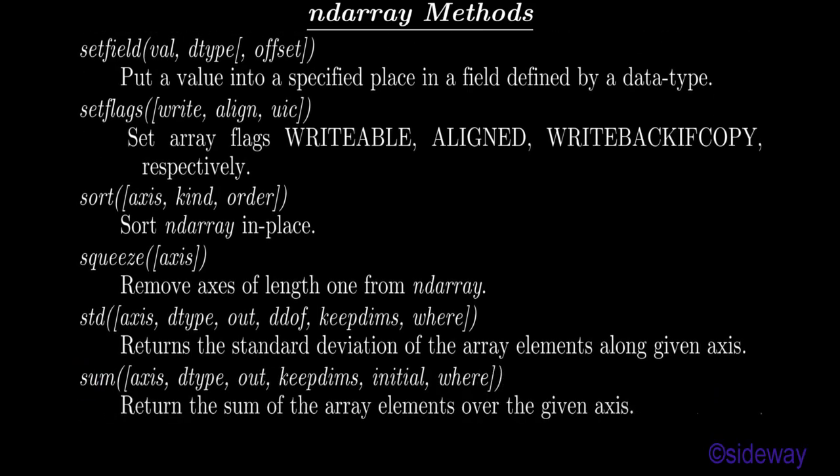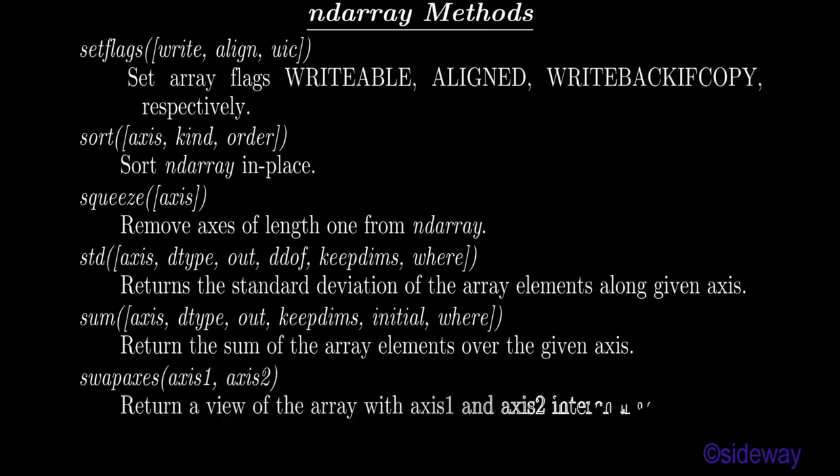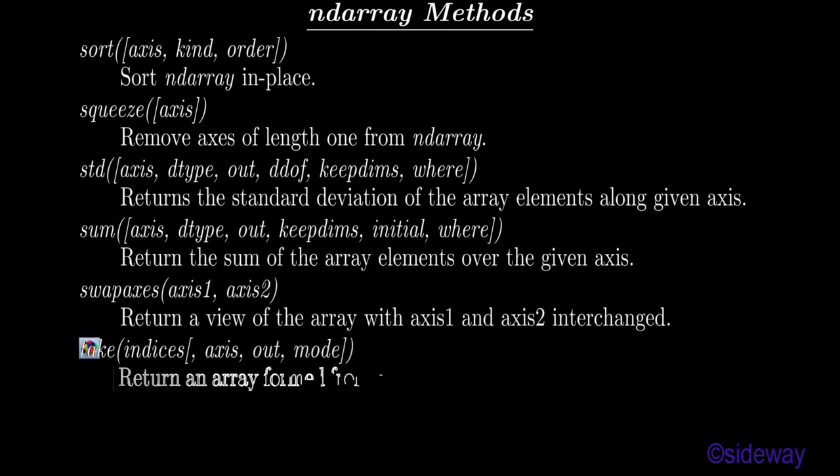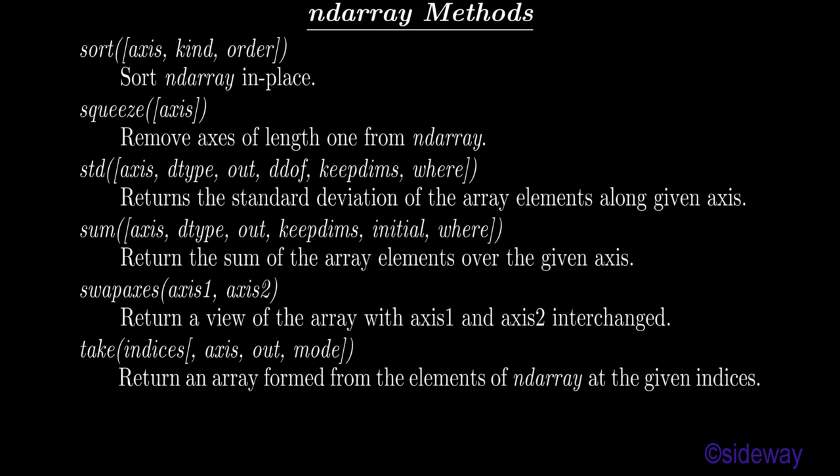sum(axis, dtype, out, keepdims, initial, where): Return the sum of the array elements over the given axis. swapaxes(axis1, axis2): Return a view of the array with axis1 and axis2 interchanged. take(indices, axis, out, mode): Return an array formed from the elements of ndarray at the given indices.